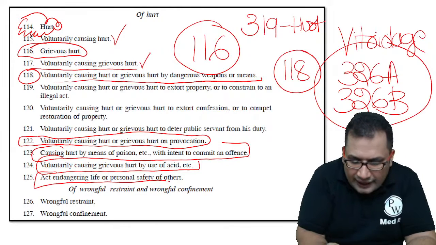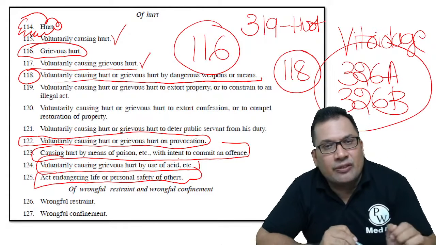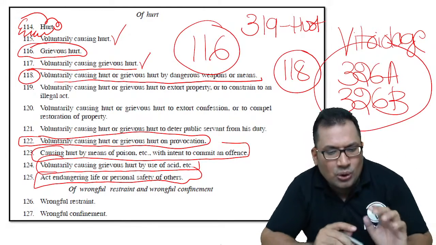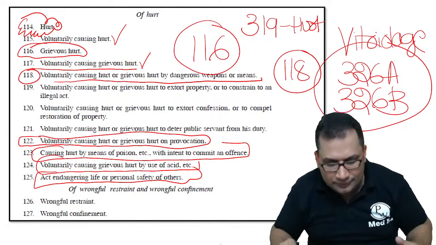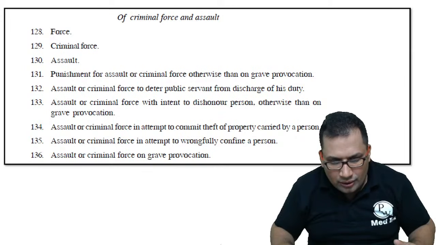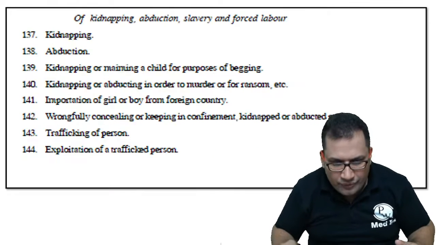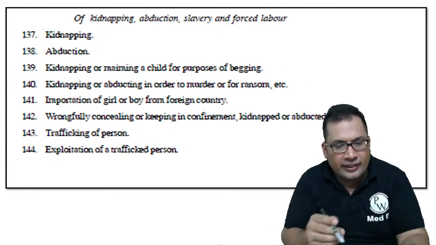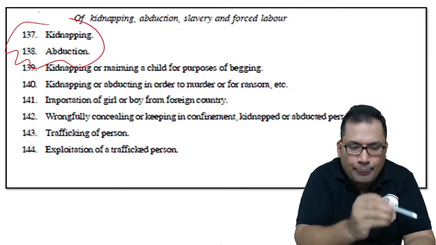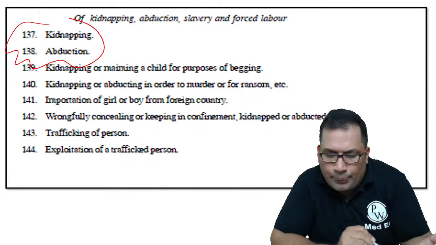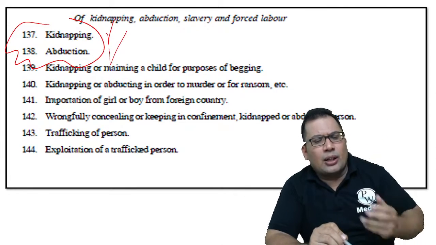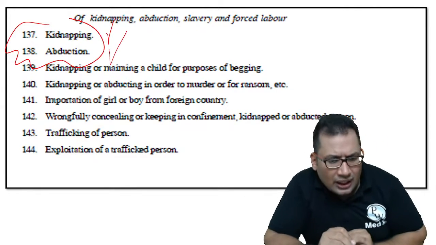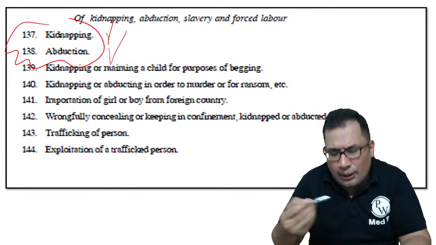125, act endangering life or personal safety of others. So all these are the important BNS sections related to hurt. Then 137, that is kidnapping. 138, that is abduction. On some other day we'll discuss what is kidnapping, what is abduction, and the difference between them, in upcoming classes.